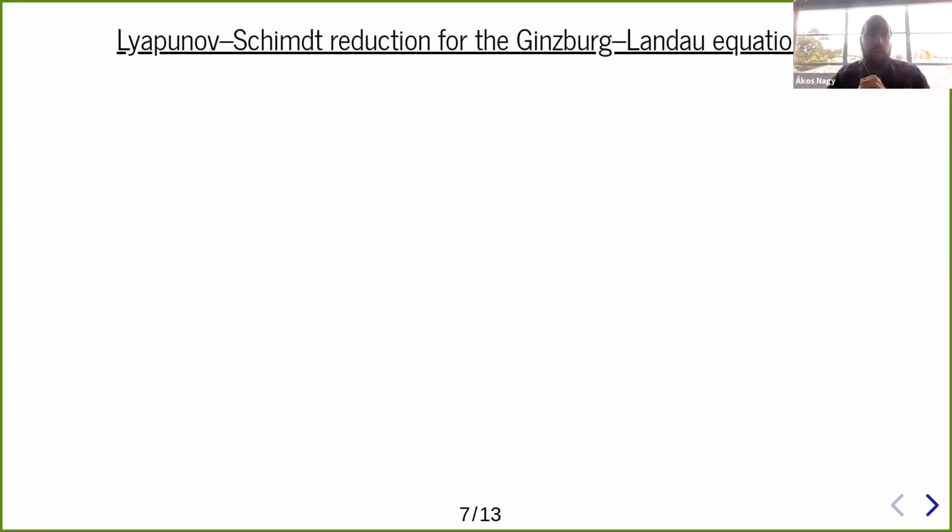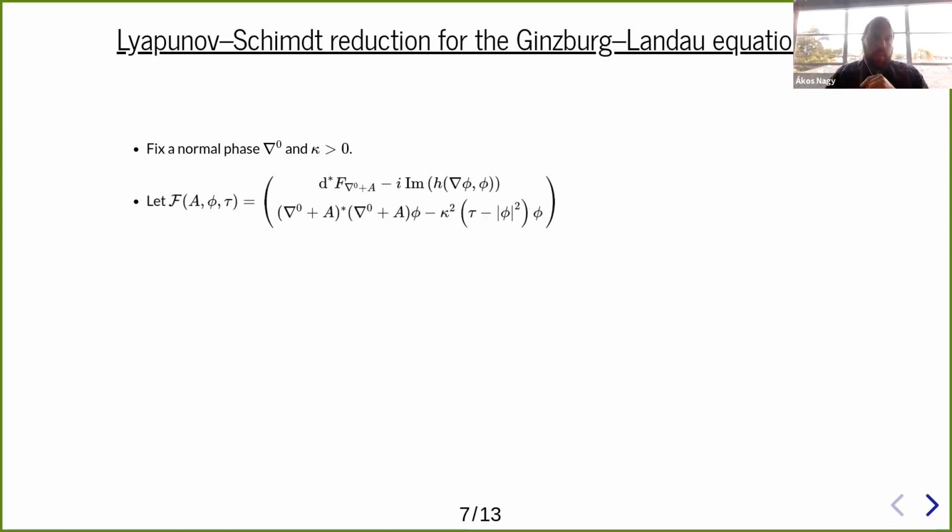So let me talk about how Lyapunov-Schmidt reduction can be applied to Ginzburg-Landau equations, and what is Lyapunov-Schmidt reduction. To begin, we fix a normal phase, that is some electromagnetic field that solves Maxwell's equations, and fix your kappa. I'm not going to vary kappa. I'm going to vary tau though. One thing you have to know from gauge theory is that every connection looks like your favorite connection plus an imaginary valued one form. So this capital A is an imaginary valued one form. Phi is your order parameter, and tau is the coupling tau from before.